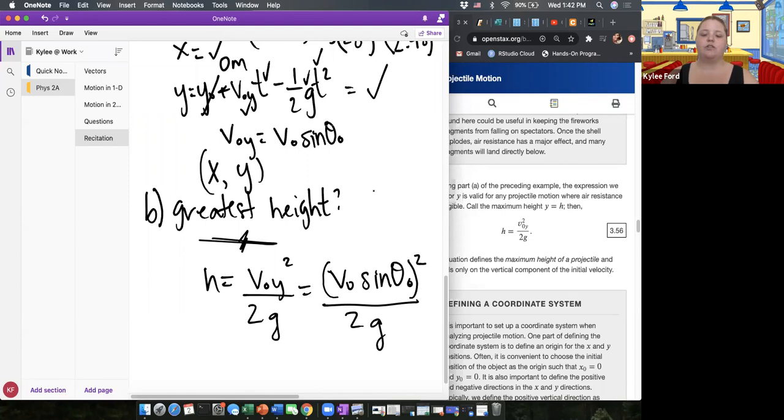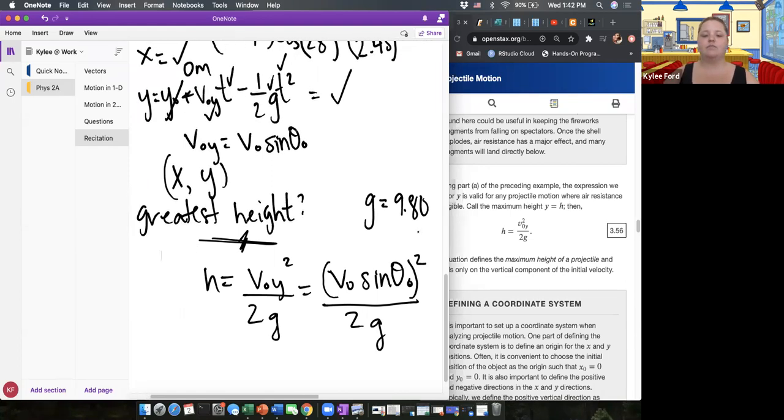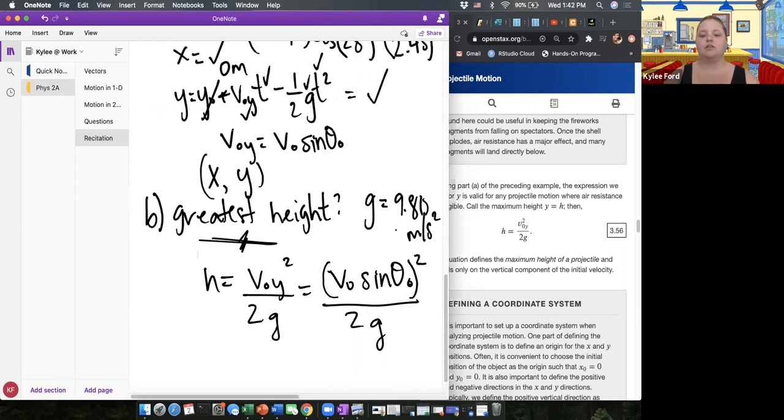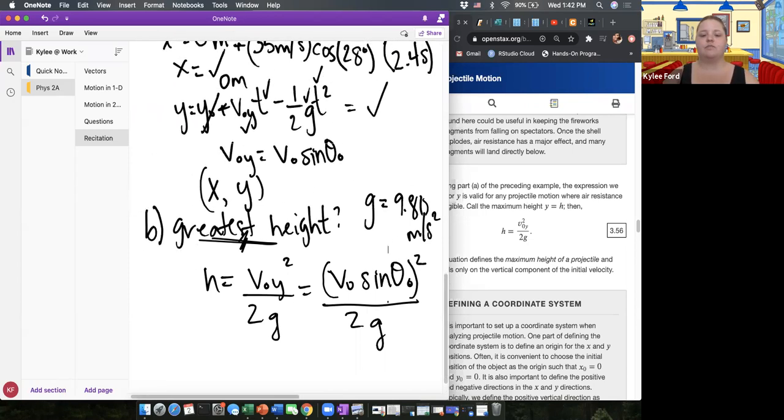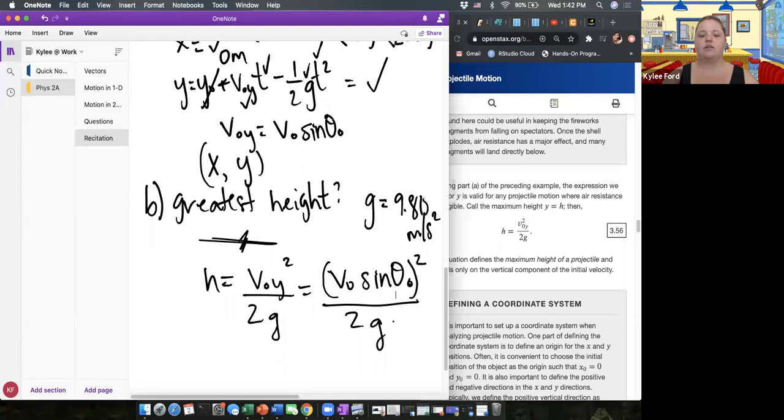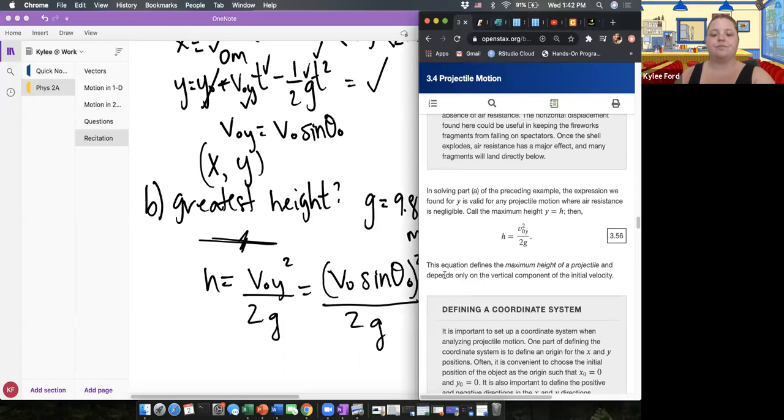One thing to note, remember that g is 9.80 meters per second squared. Whoops, glitch in the computer system. Okay, well, we'll deal with that in a second. Okay, so this is part B, finding the greatest height. Right there, just that equation.